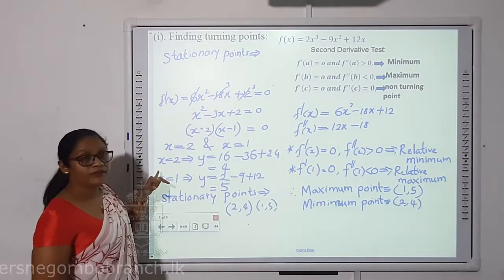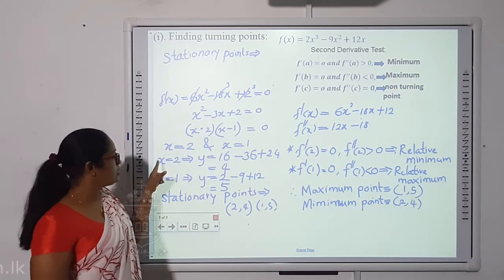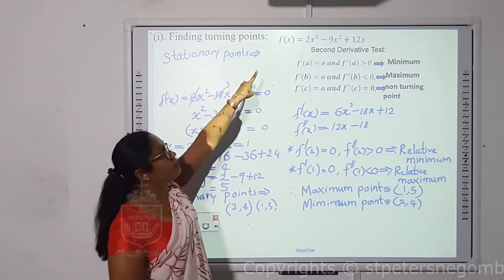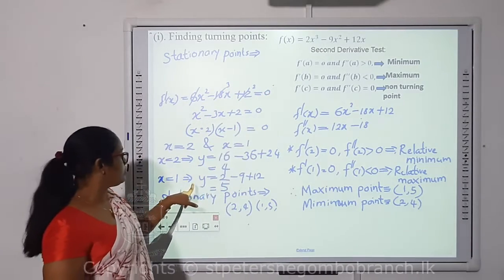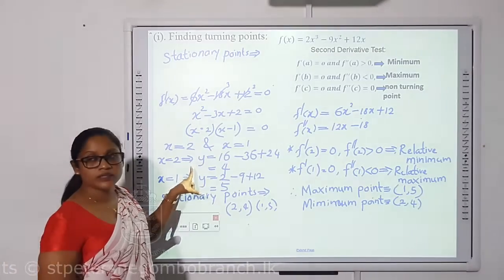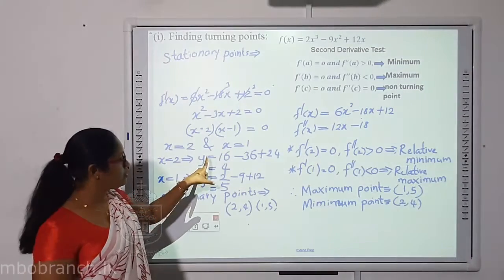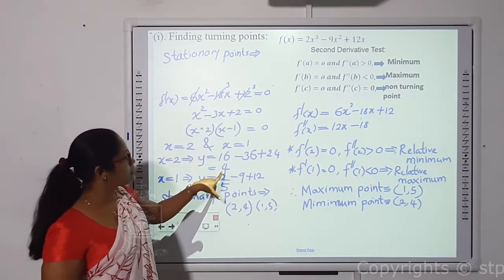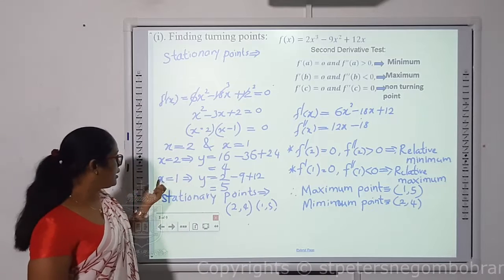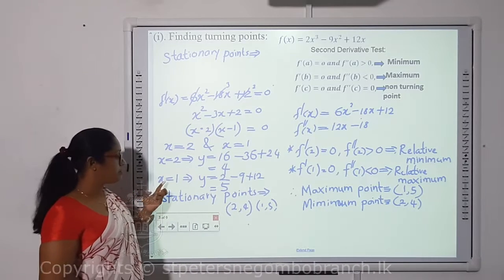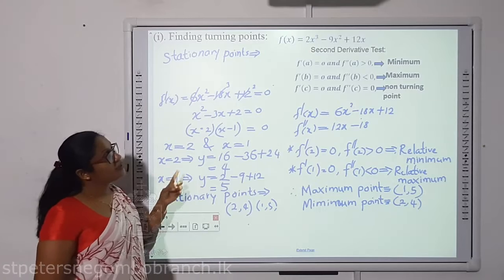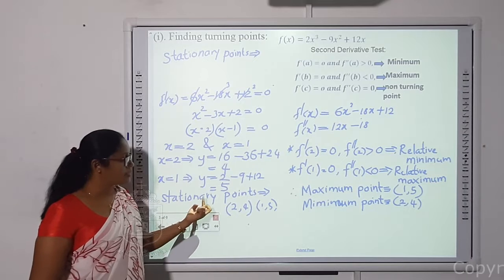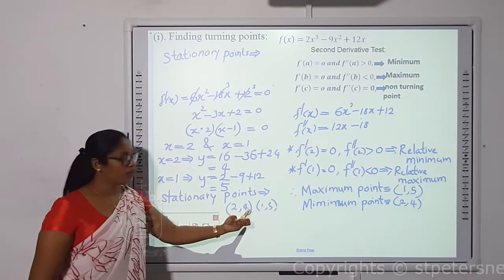Okay, so to find the y coordinate of these stationary points, I just put the value 2 into the initial function. You can see the initial function on the top of the screen. So y equals 16 minus 12 minus 0, I just put x equals 2 into the initial function, and I got the answer 4. And to find the y coordinate at x equals 1, I just put the value 1 into the initial function and found the answer 5. So the stationary points are (2, 4) and (1, 5).